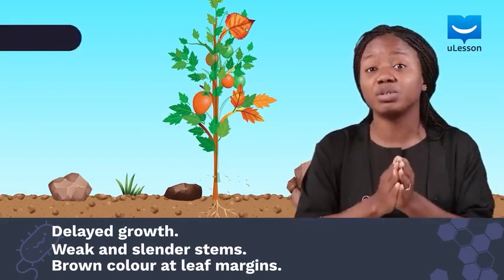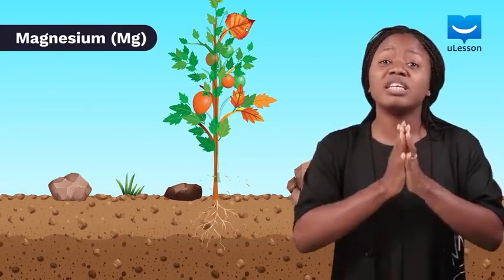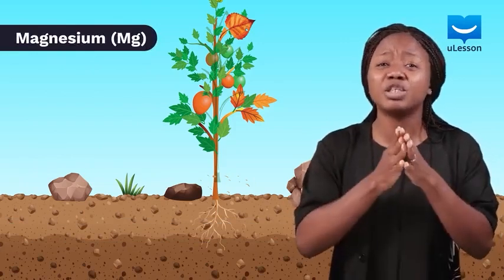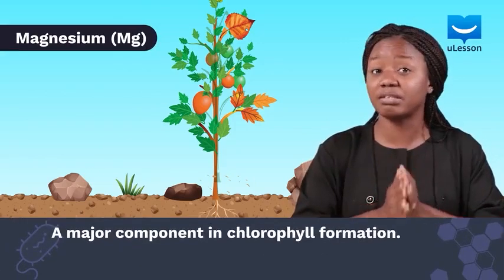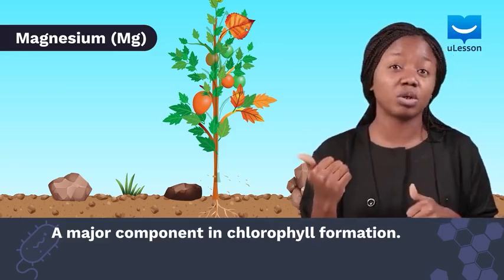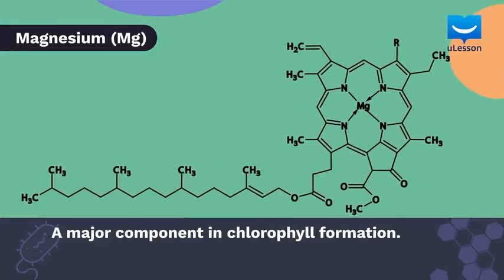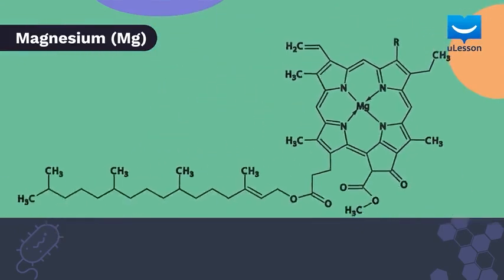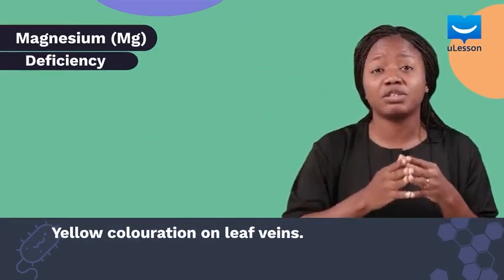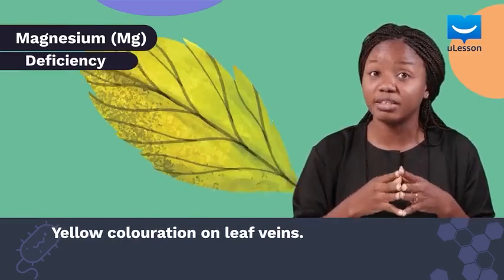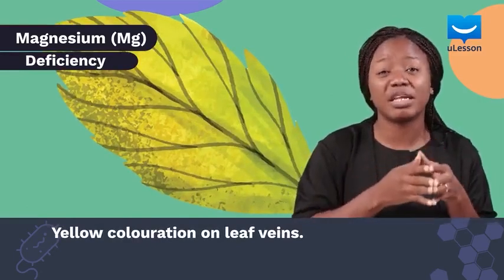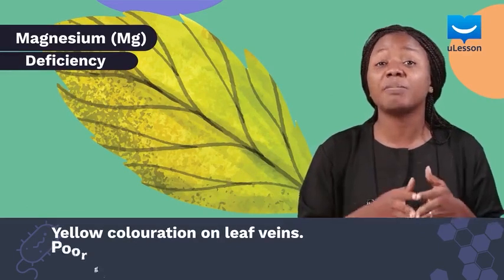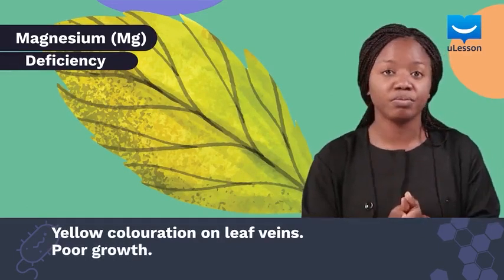Another important macronutrient is magnesium. Magnesium actually is the powerhouse backing photosynthesis. It's a major component in chlorophyll formation. In fact, if you observe the chemical structure of chlorophyll, you will notice magnesium holding all other components in place from the middle. Magnesium deficiency can be spotted in plants showing yellow coloration on their leaf veins because its deficiency will cause these plants to continually reduce the quality of chlorophyll in their green leaves. The plant may also experience poor growth.